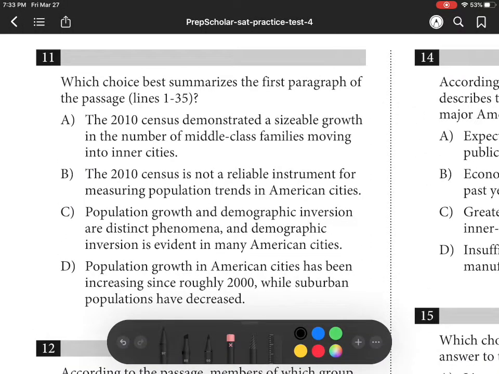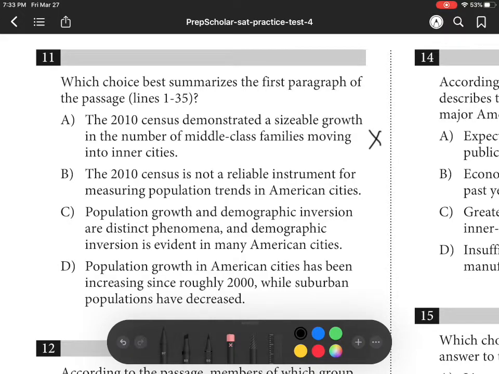A, the 2010 census demonstrated a sizable growth in the number of middle-class families moving into inner cities. Well, actually, at the beginning of the first paragraph, he says that the 2010 census certainly did not turn up evidence of a middle-class stampede to the nation's cities. So this is just incorrect.